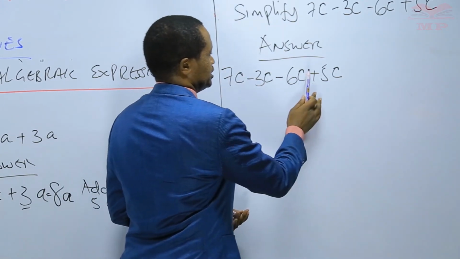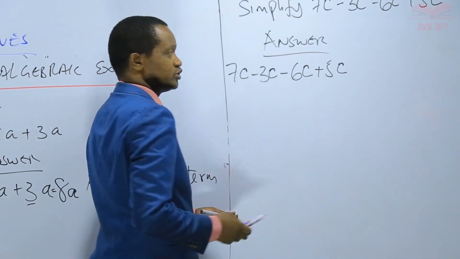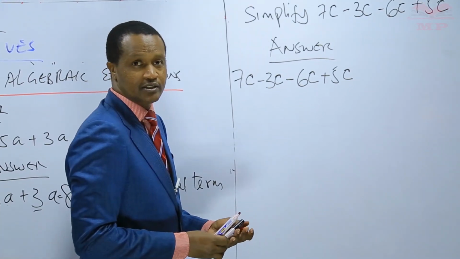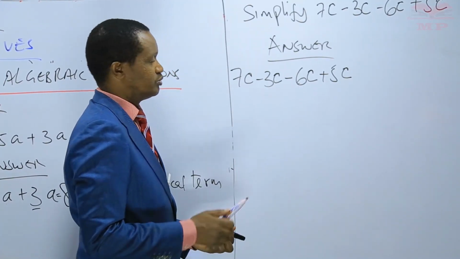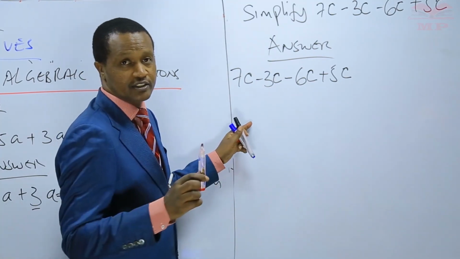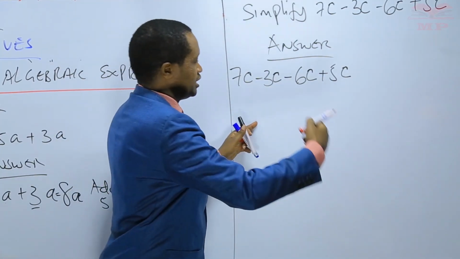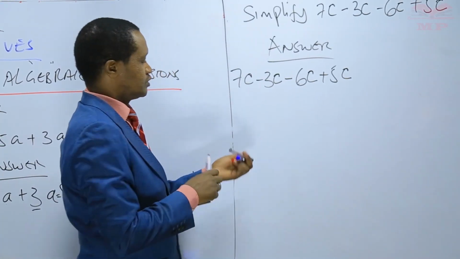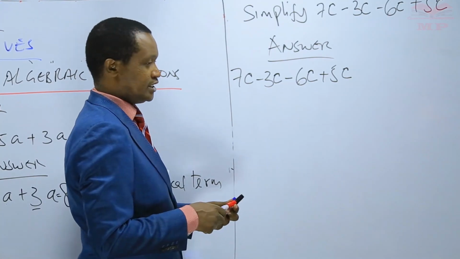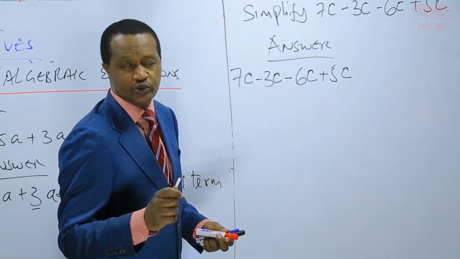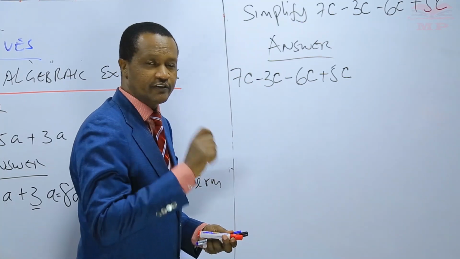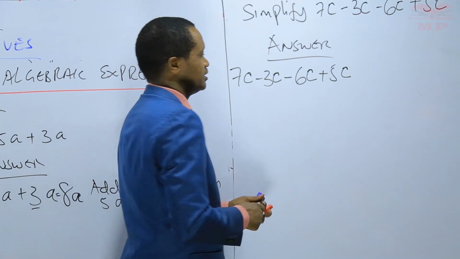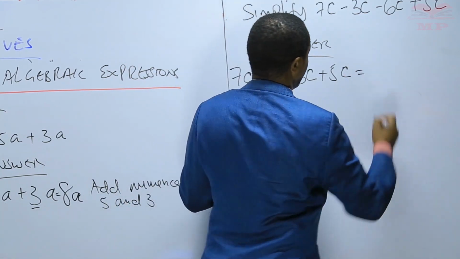Subtraction and addition. So we need to put together the terms that we need to add first. We put together the terms that should be added first, then we subtract after we have added. When you have two operations, addition and subtraction, we add first, then we subtract. So we need to put together those terms that should be added.